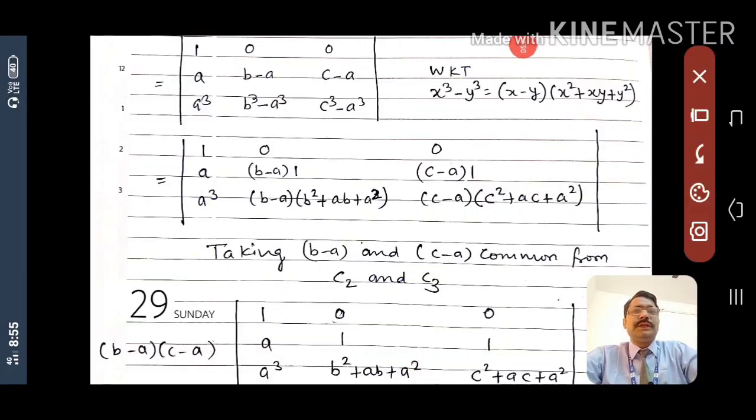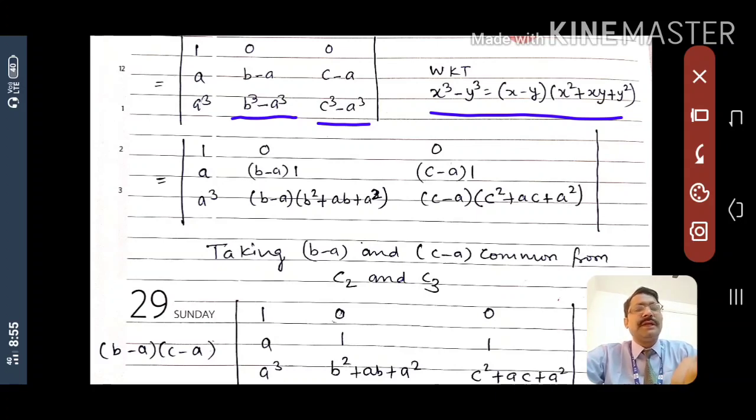Look here, all of you. Here we have b cube minus a cube and c cube minus a cube, and you have to apply the formula. We know this formula: x cube minus y cube equals x minus y times x square plus xy plus y square. So b cube minus a cube will be b minus a, b square plus ab plus a square, and c cube minus a cube will be c minus a, c square plus ac plus a square.